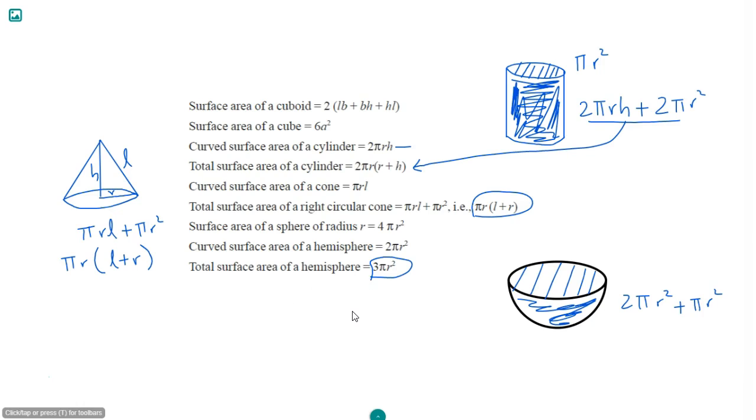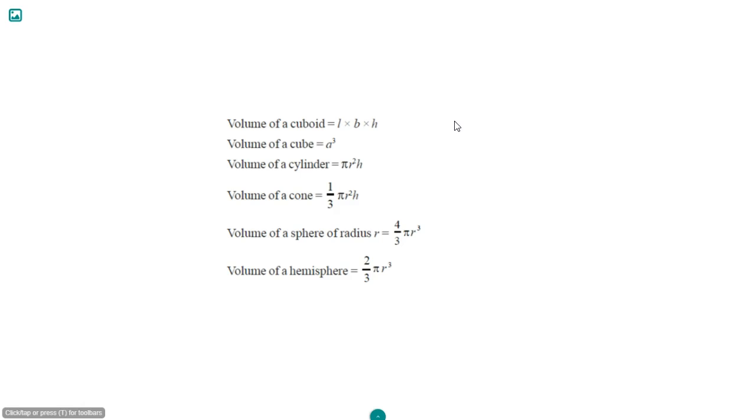Now let's look at volumes. Volume of a cuboid is l times b times h. Volume of a cube is a cubed. Volume of a cylinder is πr squared h. And for a cone, it's 1 by 3 πr squared h. Volume of a sphere is 4 by 3 πr cubed. And for a hemisphere, it's half of the volume of a sphere. So that's 2 by 3 πr cubed.